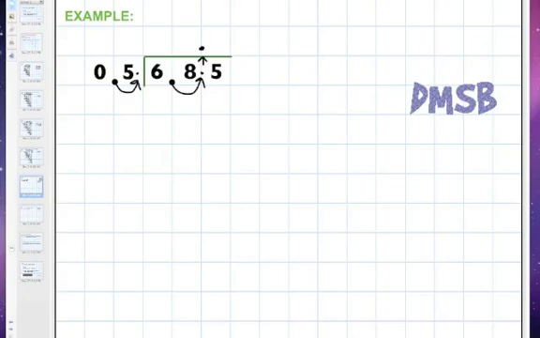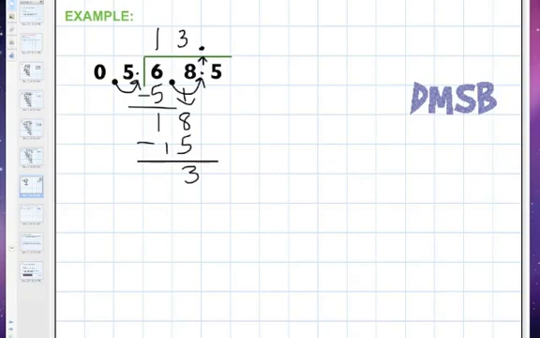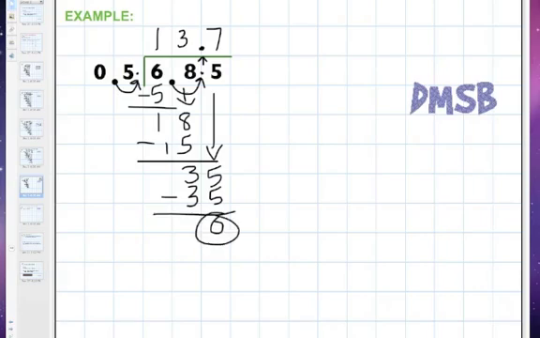So 6 divided by 5 is 1 share. 6 minus 5 is 1, and then bring down the 8. 18 divided by 5 is 3. 3 times 5 is 15. 3 left over, bring down the 5. 35 divided by 5 is 7. 7 times 5 is 35. And I have a 0 remainder, so the decimal has terminated. So remember, just moving those decimal points, starting with the divisor, and then balancing it with the dividend.